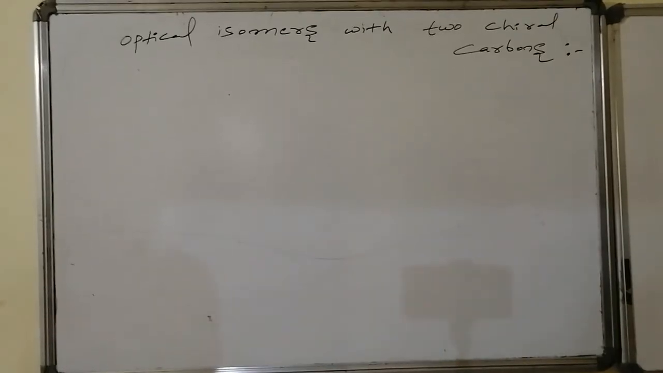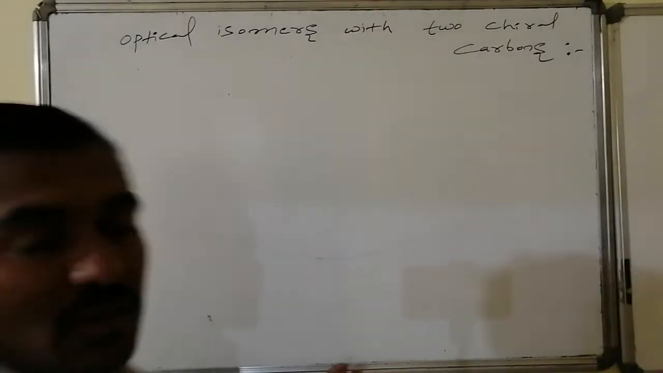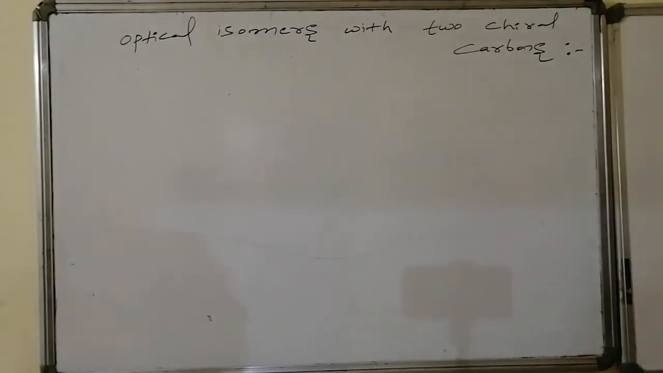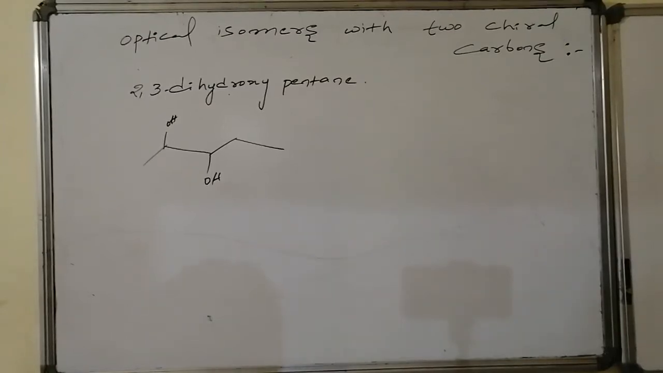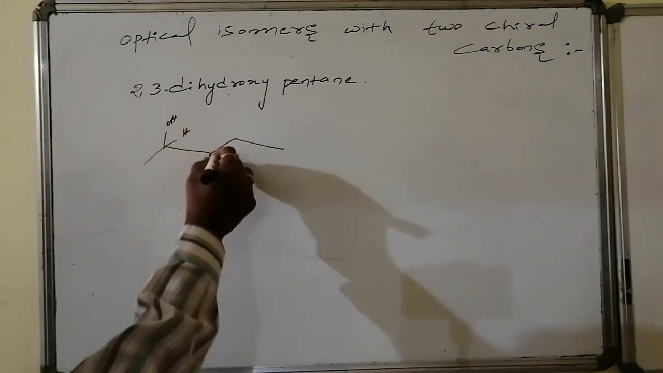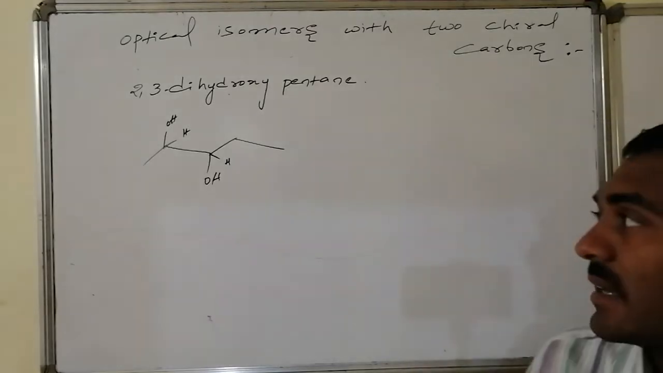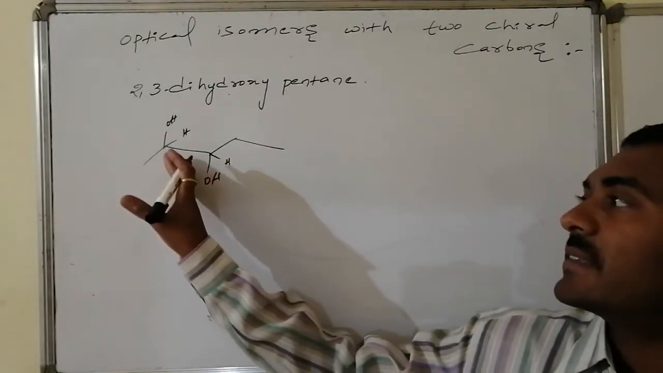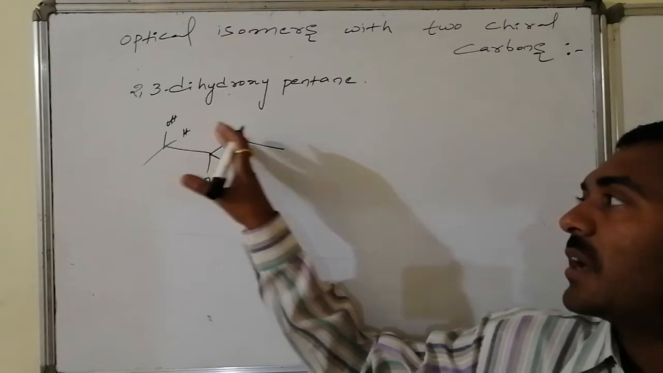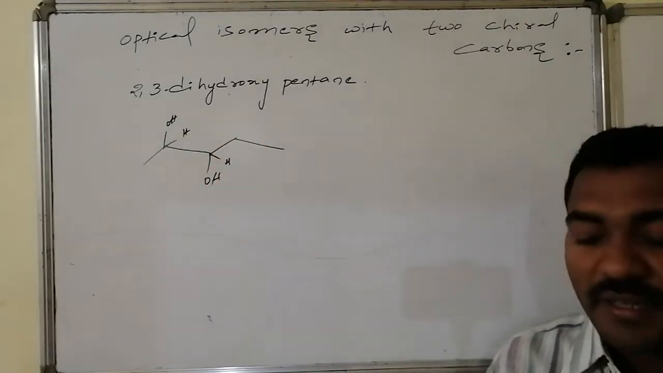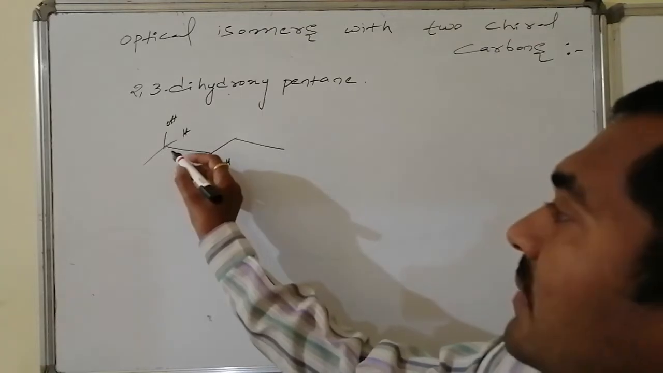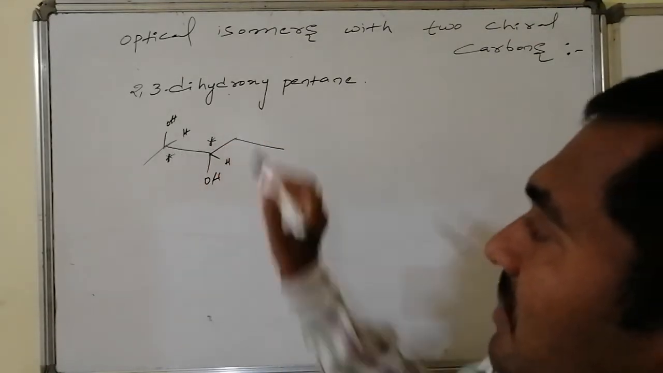Now we will discuss case number 2, that is optical isomers with 2 chiral carbons. Yes, molecules containing 2 chiral carbons. One example is 2,3-dihydroxy pentane, where this particular carbon is connected with 4 different valencies. The third carbon is also connected with 4 different valencies like hydrogen, OH, on this side an OH-containing ethyl group, and a non-OH-containing ethyl group. Thus here we are having 2 chiral carbons. This is one chiral carbon, and at the same time the third carbon is also a chiral carbon.